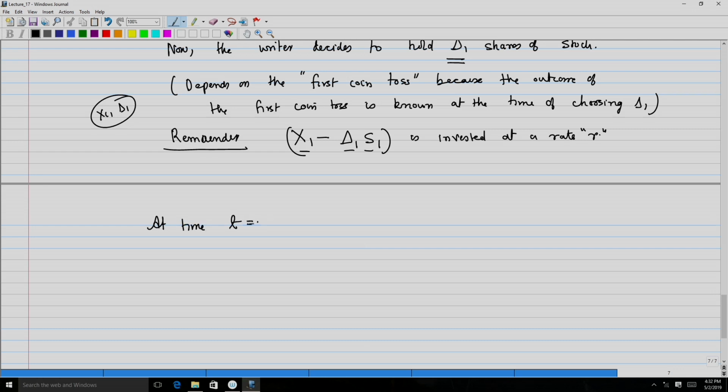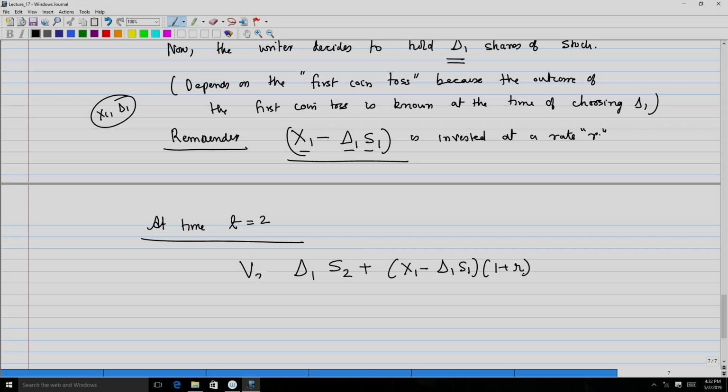So, at time t equal to 2, what will we have? At time t equal to 2, you had delta 1 shares we bought at time t 1. So, its value at time t equal to 2 is going to be delta 1 into S 2, plus you had invested this amount at rate r. So, this will now become x 1 minus delta 1 S 1 into 1 plus r, and this must match the value V 2 at time t equal to 2.